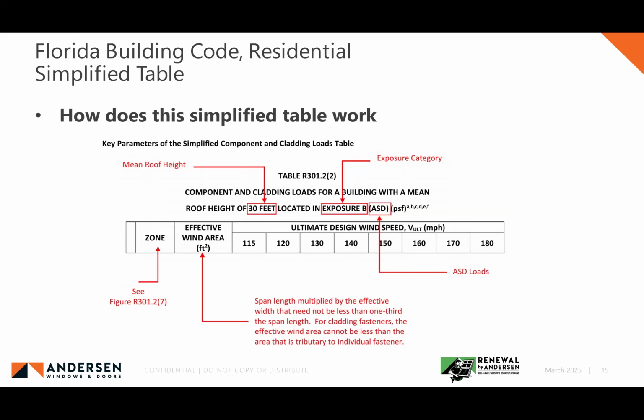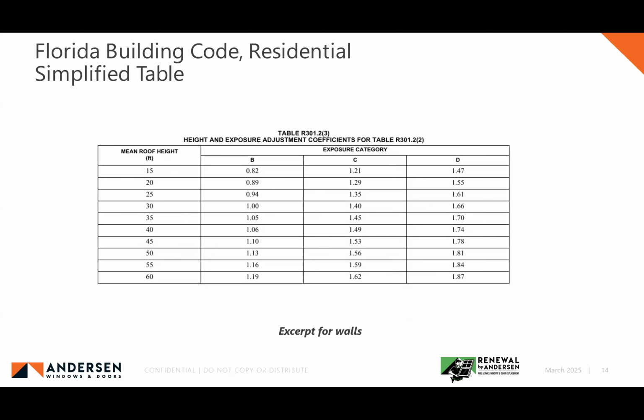And if your mean roof height is other than 30 feet, less than 30 feet or greater than 30 feet, or if your exposure category is something other than B, then you'll have to go to this table here, and whatever your mean roof height is, read across your exposure category, and that would be the factor you'd multiply the design pressures in the tables by. Okay, may have to do some interpolation here as well.